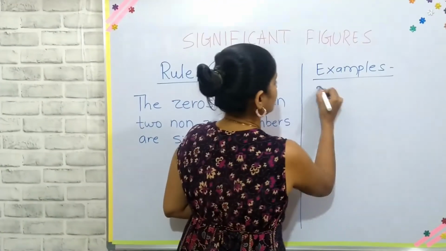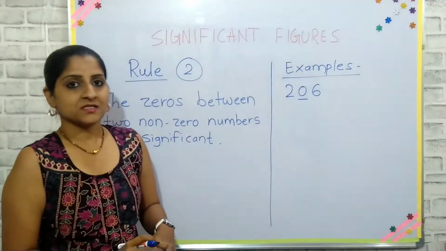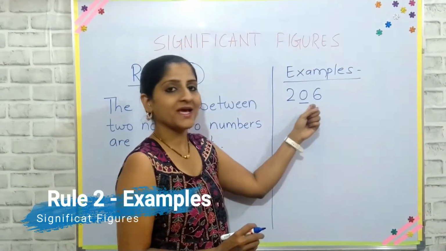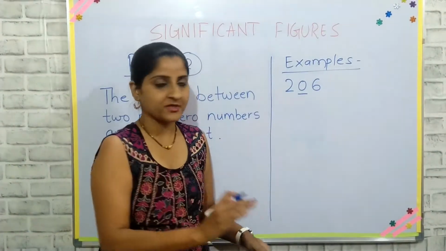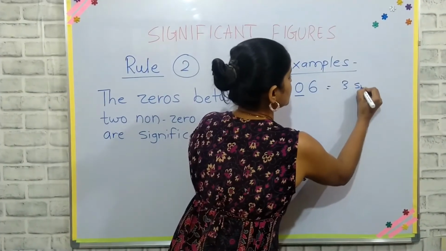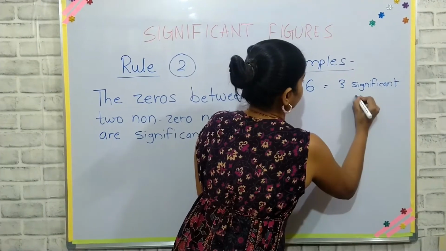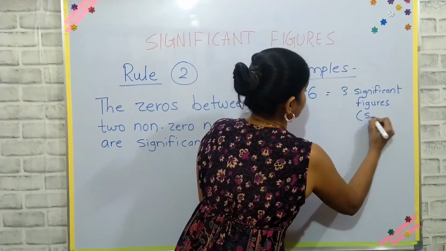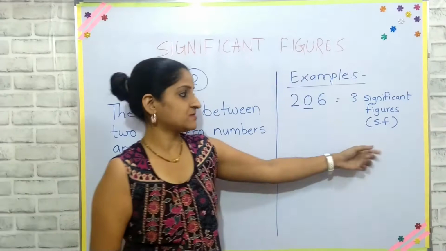Suppose I write a number 206. This particular number has a 0 which is in between two non-zero numbers, that is 2 and 6. In this case, this 0 will be considered as significant and the number 206 will have 3 significant figures. As I have already told you, for significant figures, I will be using the short form or abbreviation S.F.